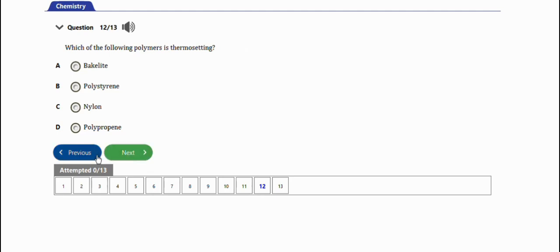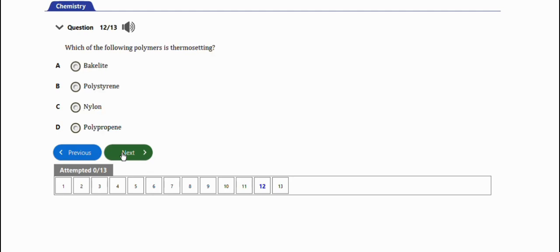So the next question is this one. It says, which of the following polymers is thermosetting? So we have bakelite, polystyrene, nylon, we have polypropylene. So the right answer is option A, which is bakelite. Okay, so that is for this question.